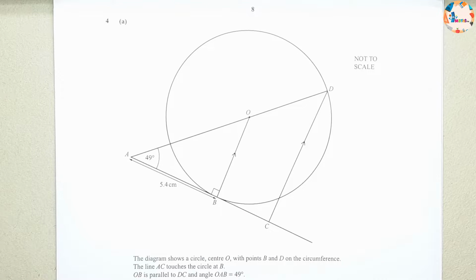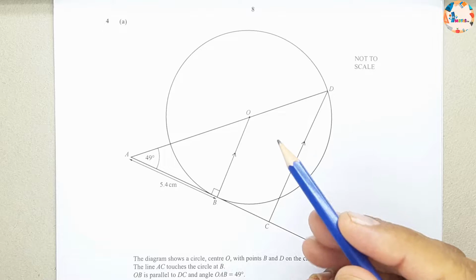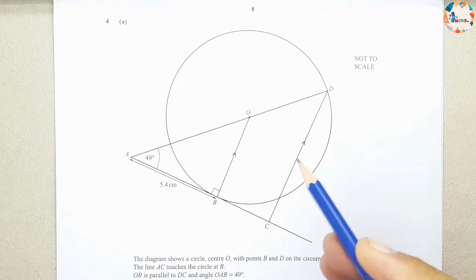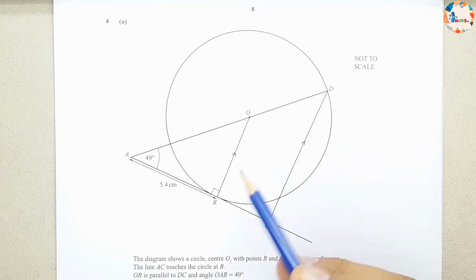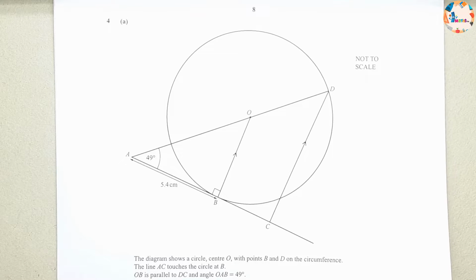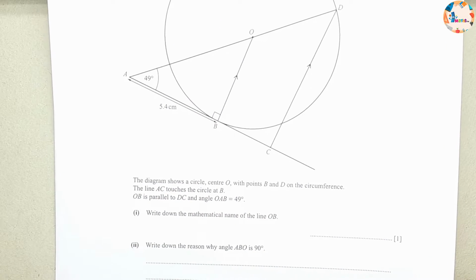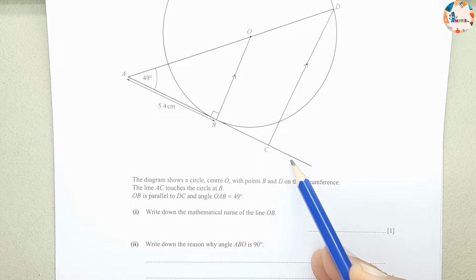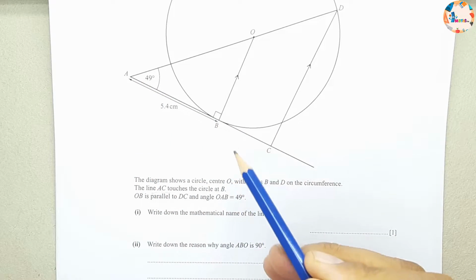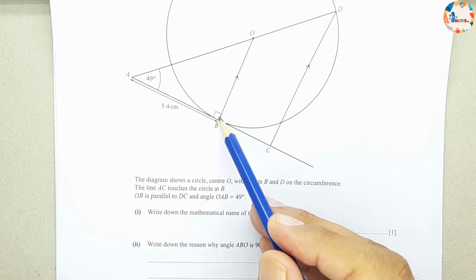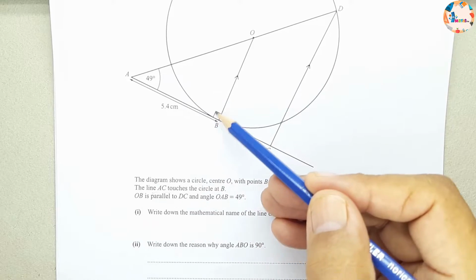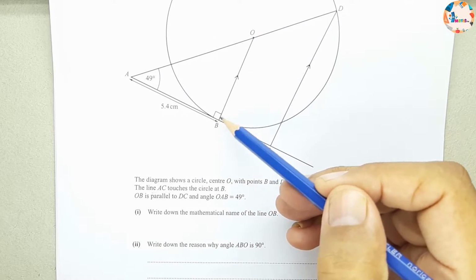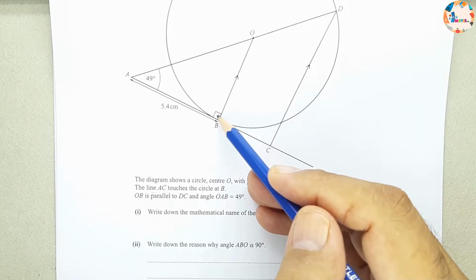Now question number 4. Diagram is provided. The diagram shows a circle, center O. This is the center O with points B, D on the circumference. These two are on the circumference. The line AC touches the circle at B. So it means AC is a tangent to the circle and OB is the radius. So this is making an angle of 90 degrees, which is provided.